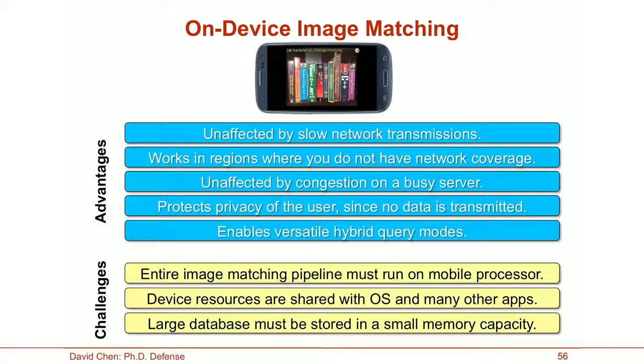But to realize these advantages, we must overcome the following challenges. First, the entire image matching pipeline must run on a mobile processor. Second, the device resources must be shared with the phone's operating system and other apps that the user is running concurrently. And perhaps the biggest challenge of all, a large database must be stored in the small memory capacity of the device.